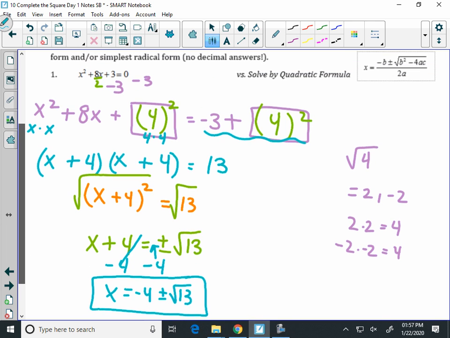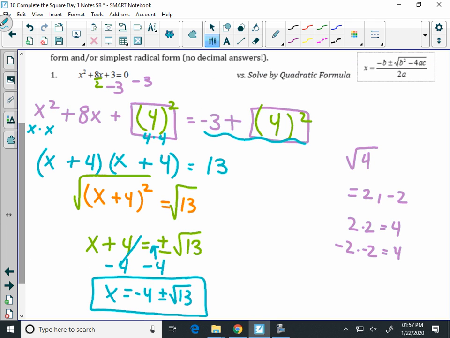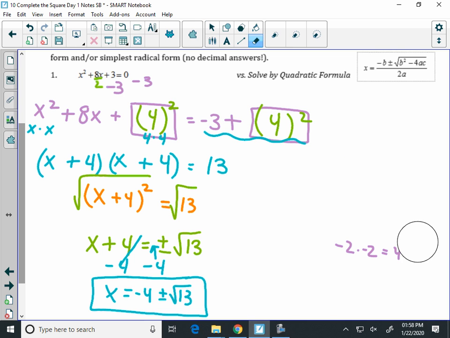Here's our answer. So it's whatever negative 4 plus radical 13 is, and it's whatever negative 4 minus radical 13 is. Yes. I was just showing you an example. That doesn't have anything to do with the problem. That was explaining why we have to put a plus or minus sign. It was just a helpful explanation. It doesn't have anything to do with the problem. Questions over that?